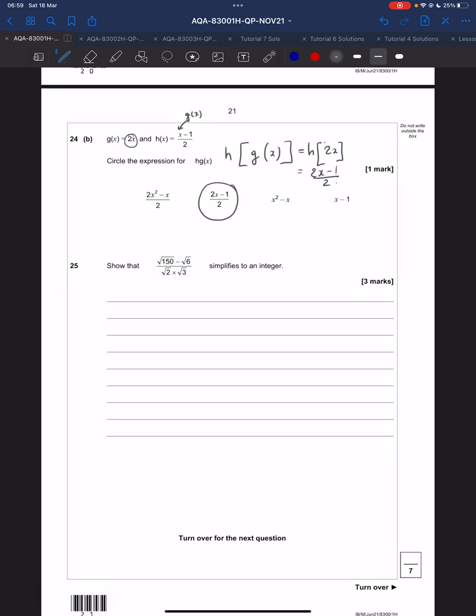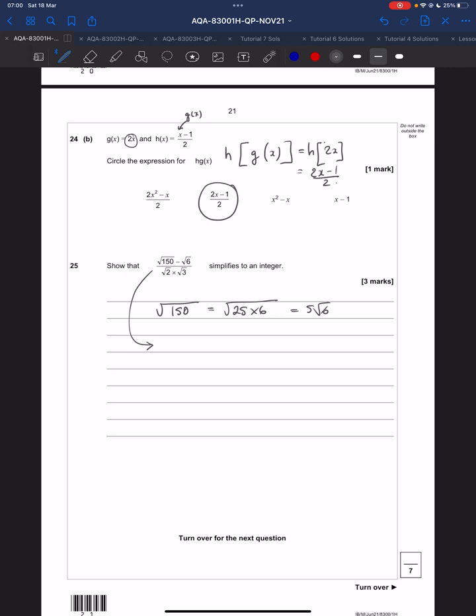Right, show that the square root of 150 minus 6 over root 2 times root 3 simplifies to an integer. So the square root of 150 we need is actually the square root of 25 times 6. I'm looking for a square number that goes into 150, and 25 does. And it's 5 root 6. Now, I was pleased when it was root 6, because I've got root 6's going on there as well. So I know I'm on the right track.